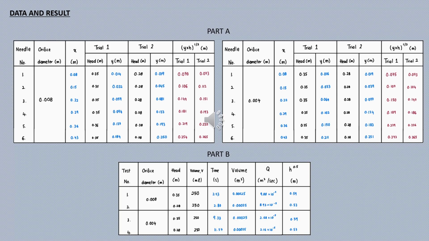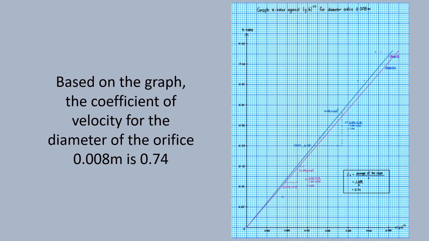My name is Ratna and I will explain about the result of this experiment. So here's the data that has been collected from the experiment. The table in part A is to find the coefficient of velocity, while part B is to find the coefficient of discharge. The first graph is to find the coefficient of velocity.